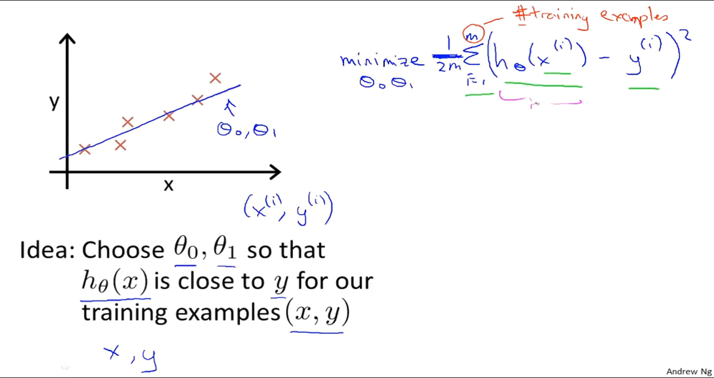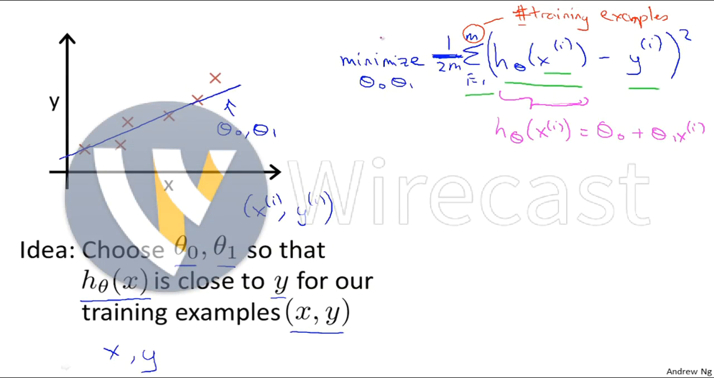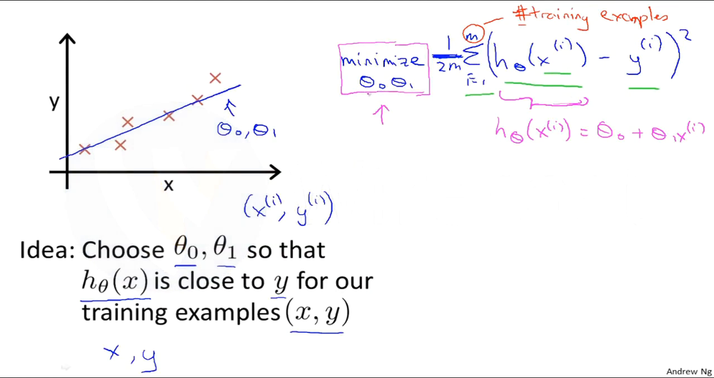h subscript theta of x, this is our usual hypothesis, theta 0 plus theta 1 x i. And this notation, minimize over theta 0 and theta 1, this means find me the values of theta 0 and theta 1 that cause this expression to be minimized. And this expression depends on theta 0 and theta 1.